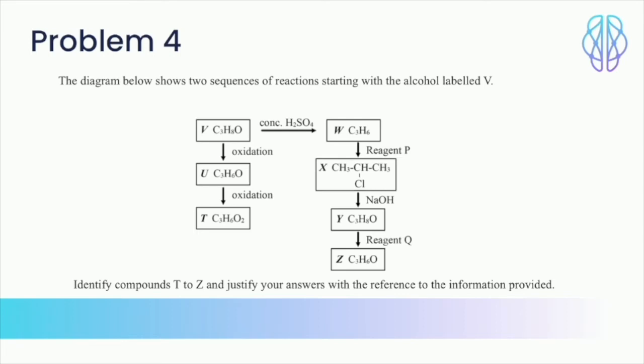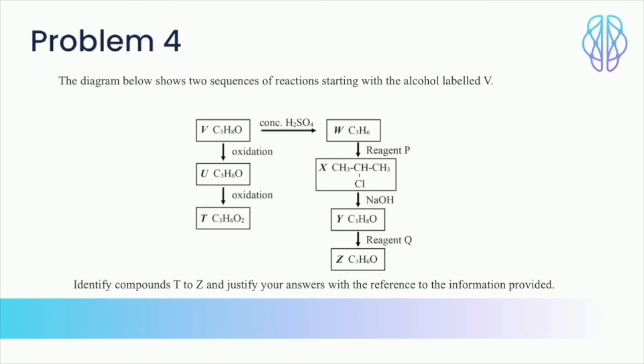So in problem 4, we have a bit of a challenge. Firstly, we have to find a couple of things. We have to find the compounds for T, U, V, W, X, Y, and Z. We also need to find reagents P and Q. So we need to find a lot more things than we had previously. So the difficulty is stepping up a lot.